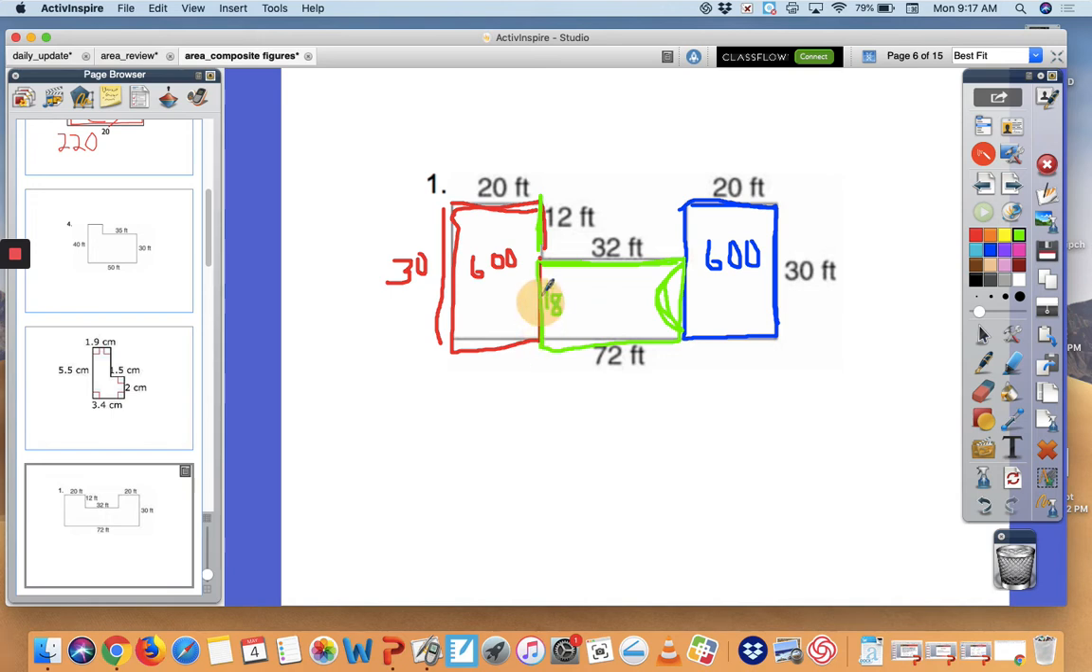So now to find the area of this rectangle, don't use the 72. The 72 is for the whole thing across the bottom. We need the 18 times the 32. Punch that in my calculator, and I get 576. Now to figure out the total area of this composite figure, you simply add up the totals of each little part of that composite figure.